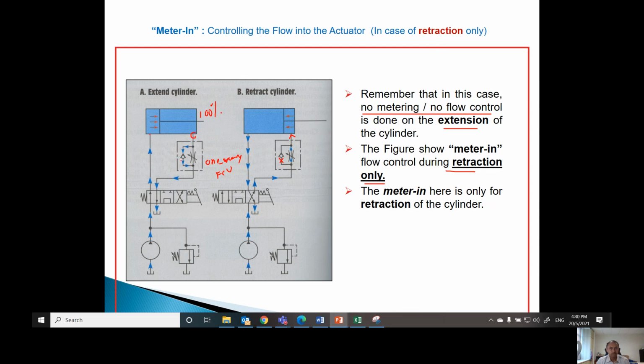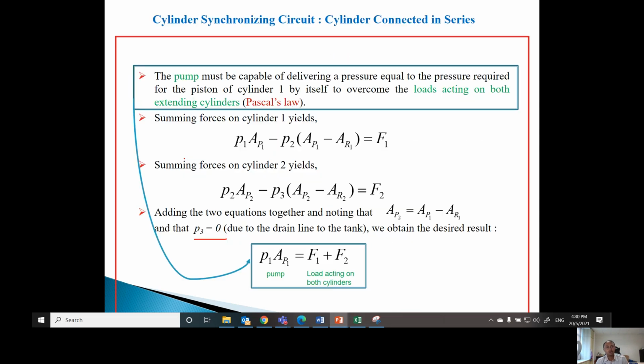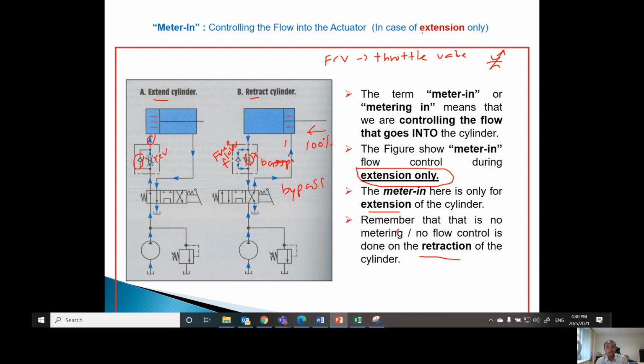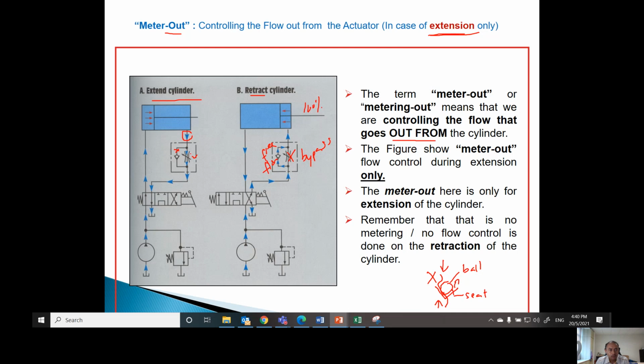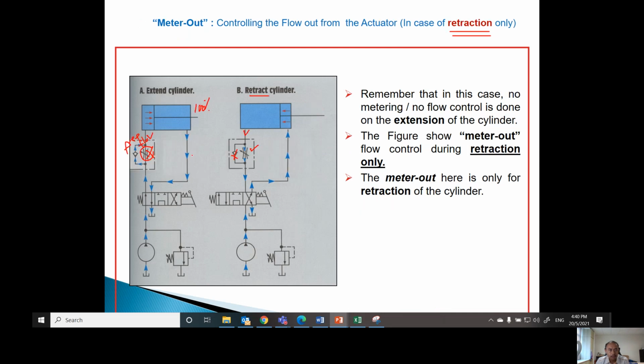So it's how you place the one-way FCV in your circuit, and how you set the orientation of the check valve. If you go back to the first slide, during extension, you can see that the check valve ball is facing downward in both, extend and retract, right? Also for meter in during retraction only, the ball is facing downward. But for meter out, the ball is facing upward. The ball is upward. Also here, the ball is upward.